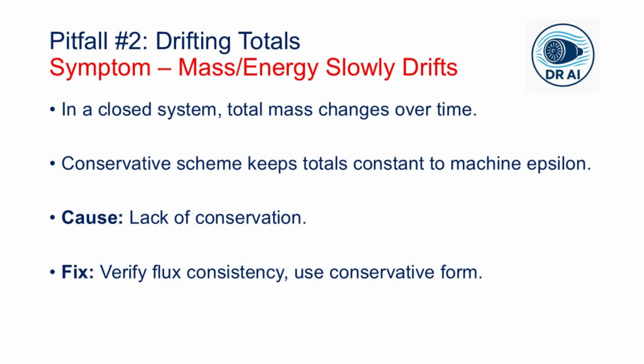The second is the drifting totals. You are running a long simulation of a closed system, for example, no mass through the boundaries. You monitor the total mass or the total energy, and over thousands of time steps you see a small drift, say 1% per 10,000 time steps. That drift is almost certainly due to the lack of conservation. With a conservative scheme, the total should remain constant to within the machine round-off, about 1e-15 relative. If you see drift, check if your scheme is truly conservative. Also check for bugs in flux calculations.